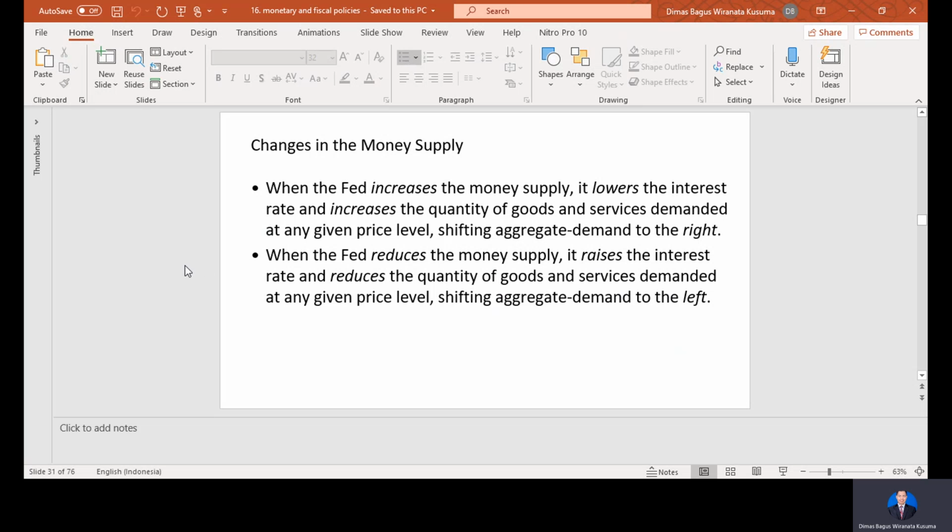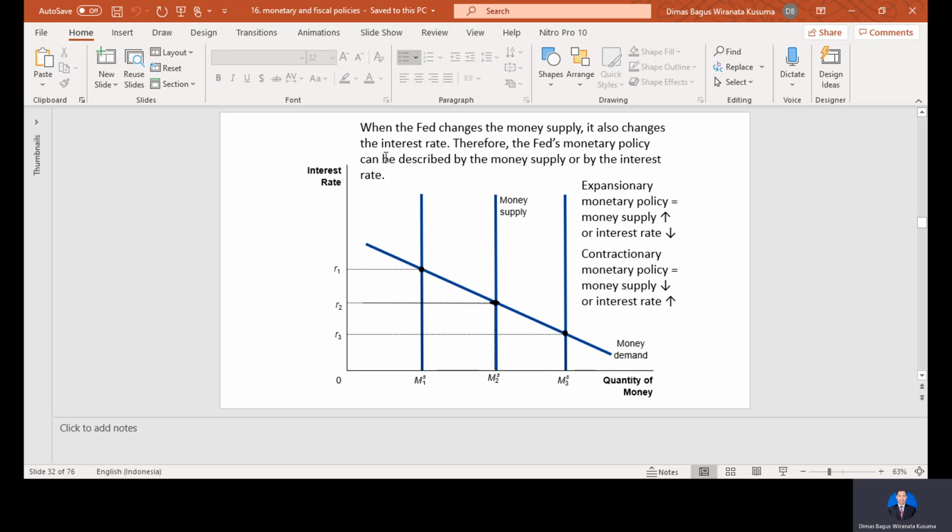So when the Fed changes the money supply, it also changes the interest rate. Therefore, the Fed's monetary policy can be described by the money supply or by the interest rate. If the Fed changes the money supply, printing more money or printing less money, it will cause a change in the interest rate. So expansionary monetary policy equals a money supply increase or an interest rate fall.